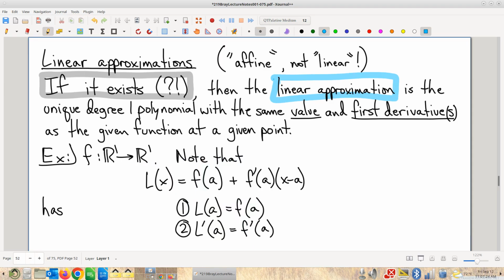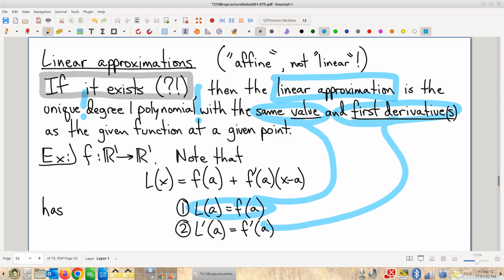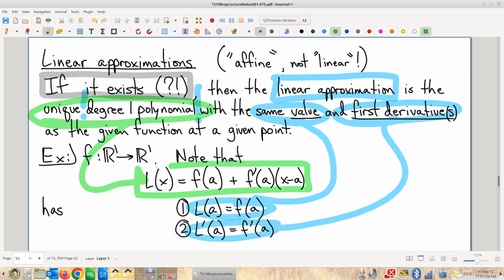as the unique degree 1 polynomial. So I'm going to try to understand my original function f with a degree 1 polynomial, and specifically I'm looking for the one that has the same value and the same derivative as my function f at the given point a where I want to do the approximation. And so what is this mysterious unique degree 1 polynomial that has that property? Here it is. That's called the linear approximation.